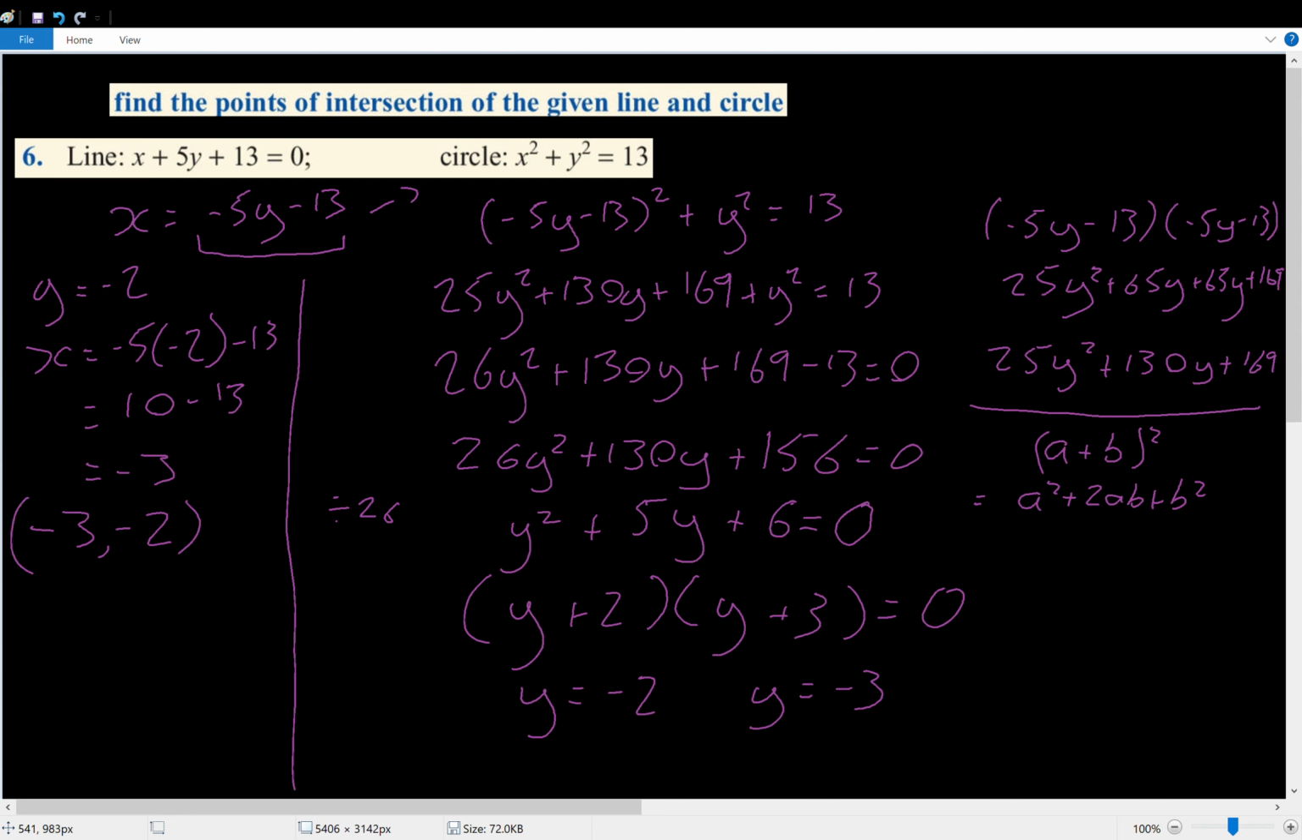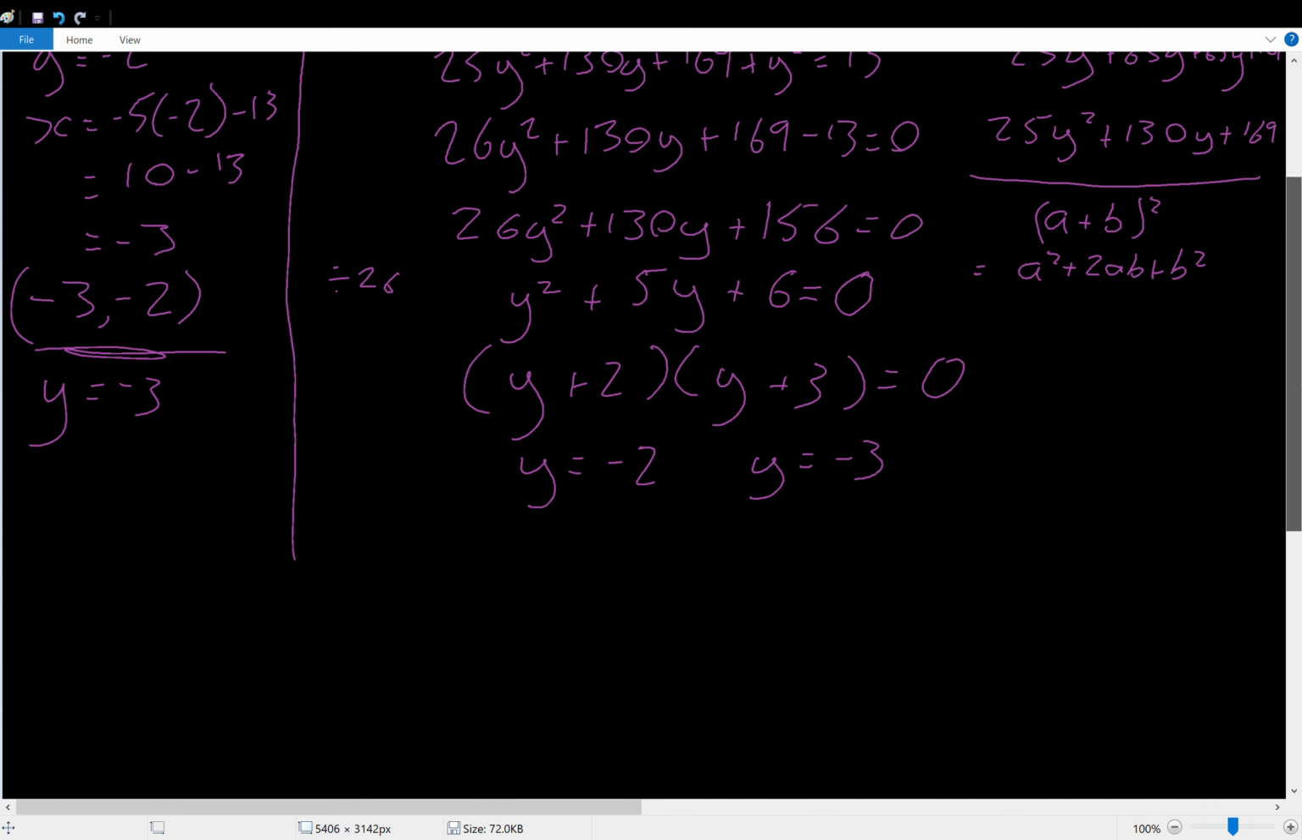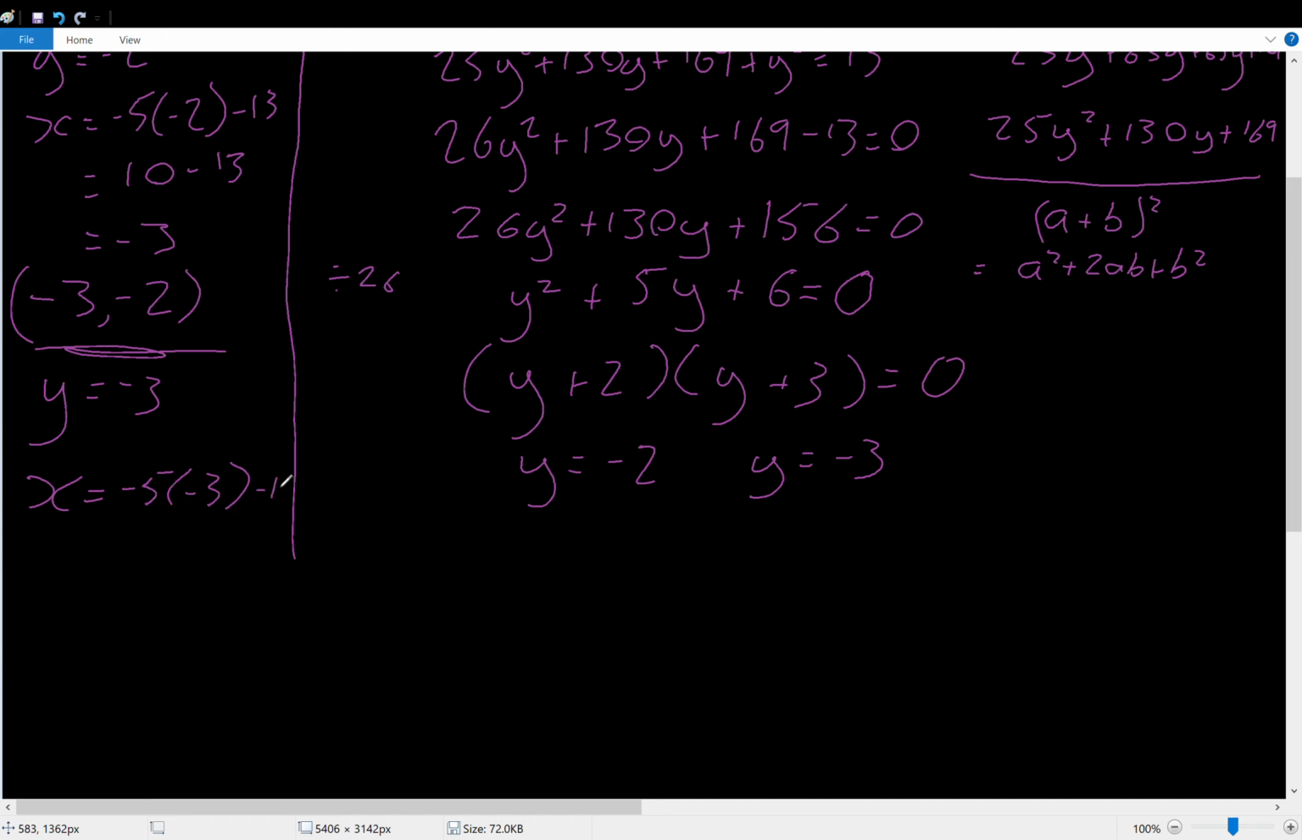And then we're going to do this again when y is equal to minus 3. So y equals minus 3, which means we're going to have x equals minus 5 times minus 3 minus 13, which is going to be 15 minus 13, that's equal to 2. So we get the point 2, minus 3, like that. And those are our 2 points of intersection between the given line and the given circle. And that's that.